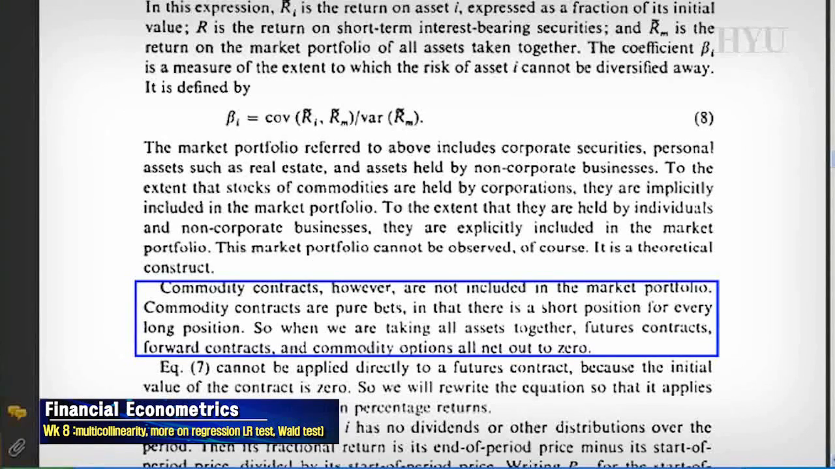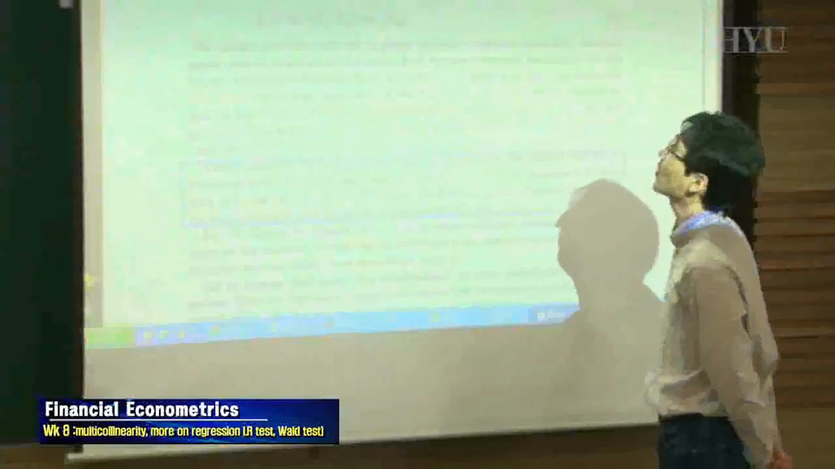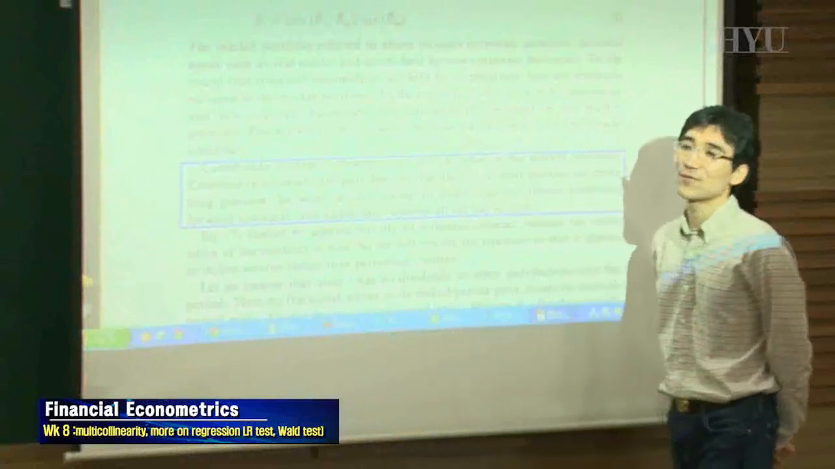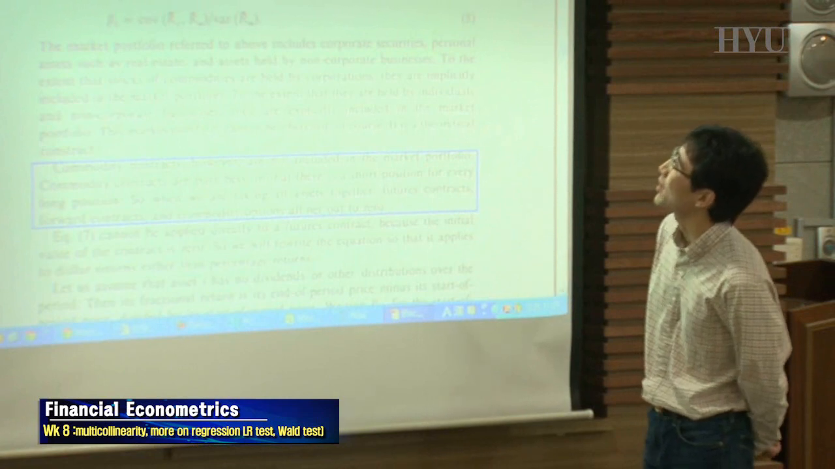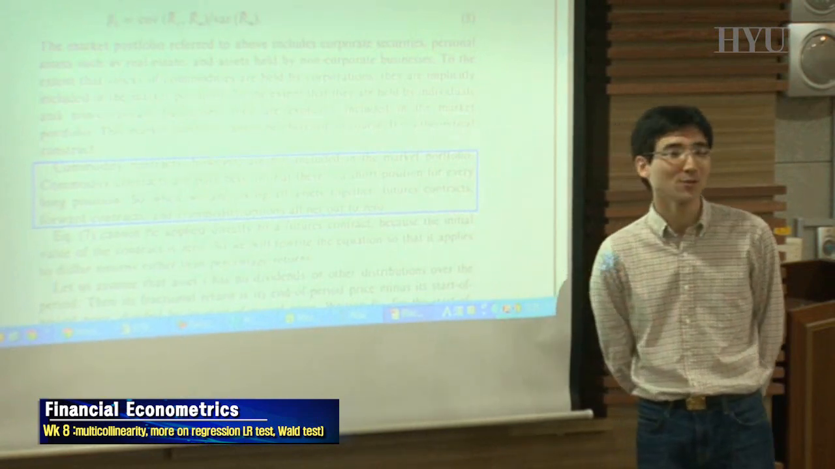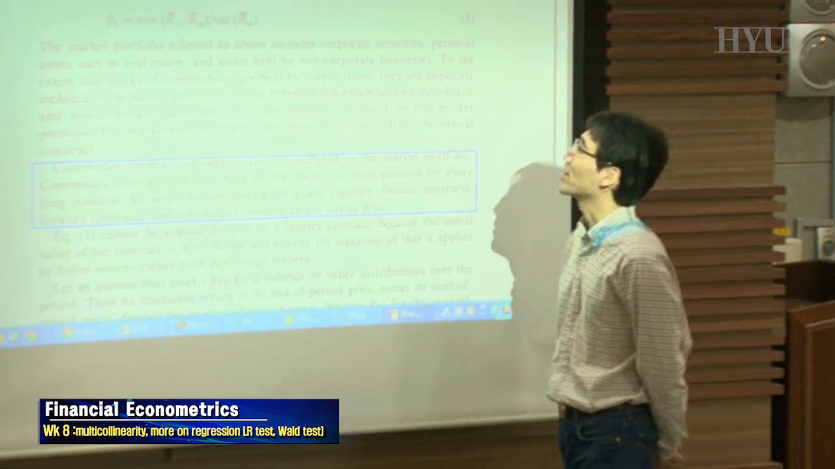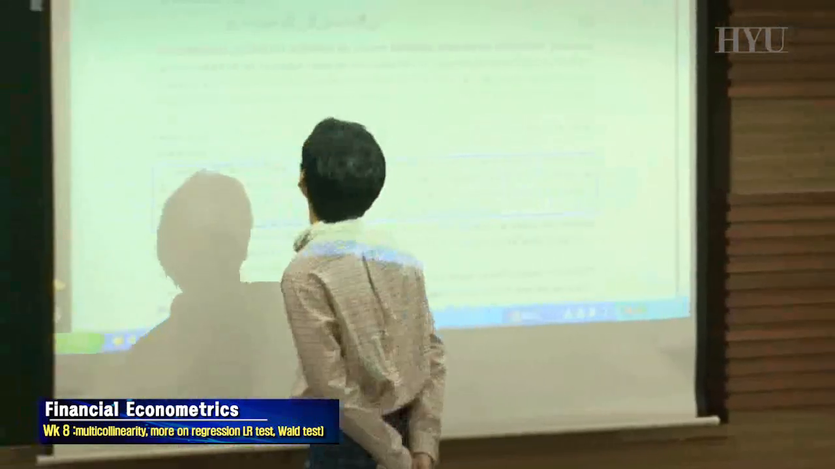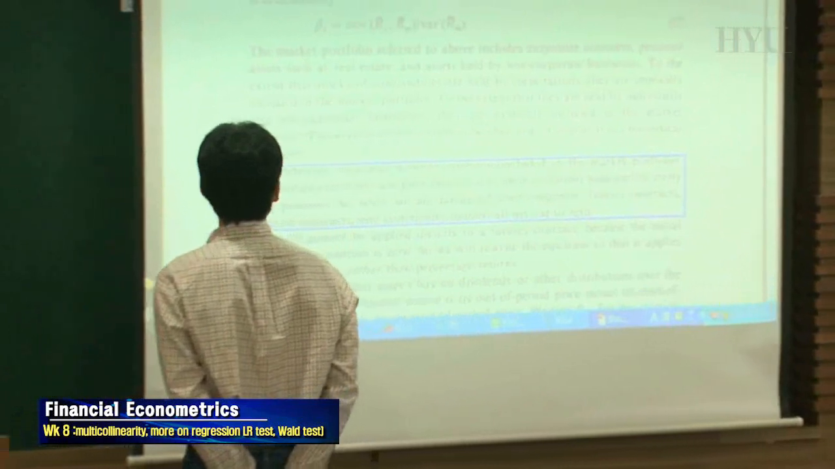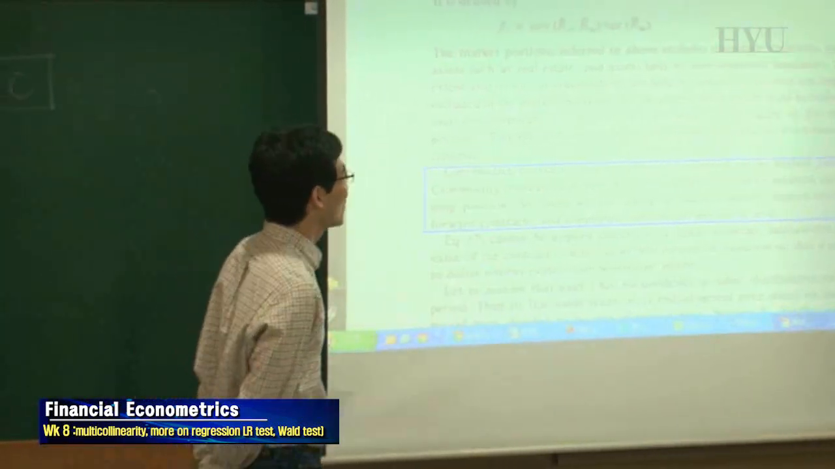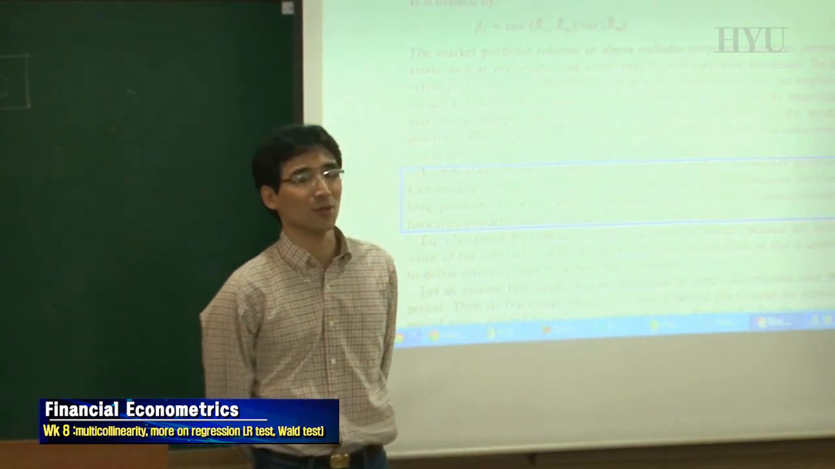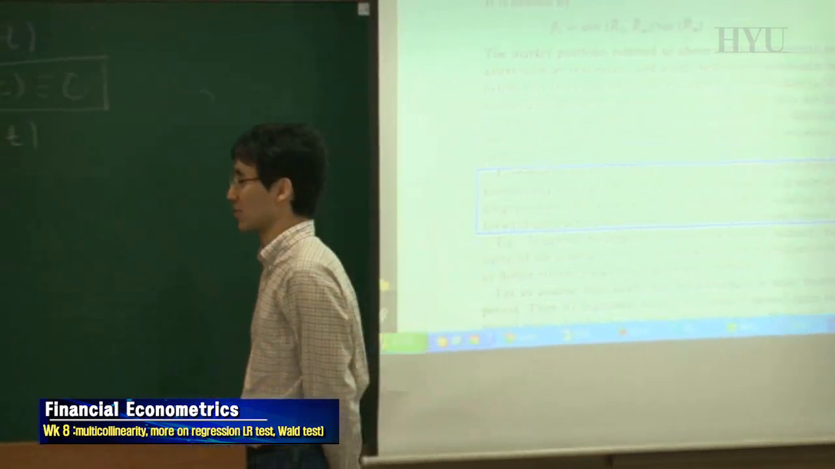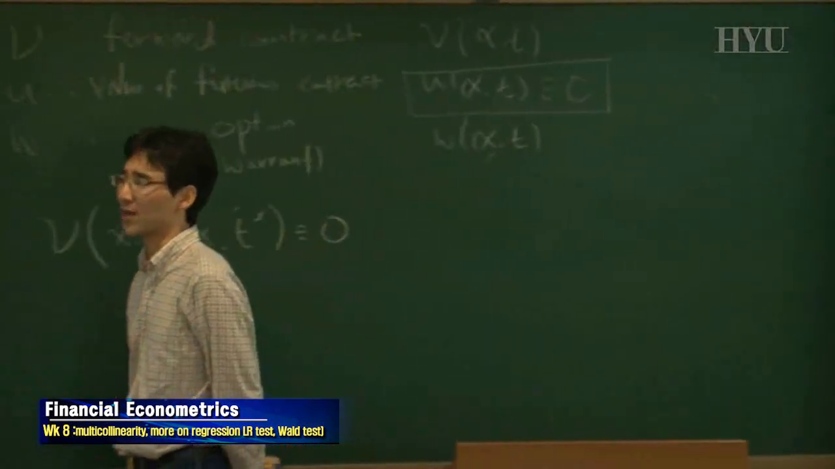And RI is the return on the asset I, which is our interest, and R is simply the return on the risk-free asset, and RM is the return from the market portfolio, and by the capital asset pricing model, we will do the calculation. And the beta should look like this. And commodity contracts, however, are not included in the market portfolio. When we say market portfolio in the capital asset pricing model, we need the return from the market. So basically, we have to know what the market portfolio is.